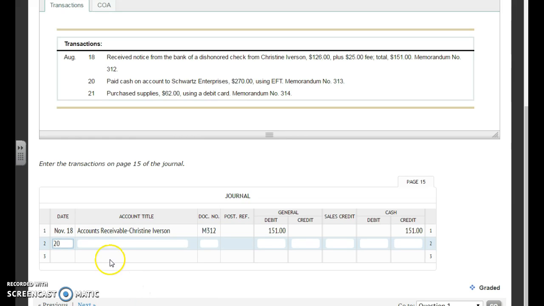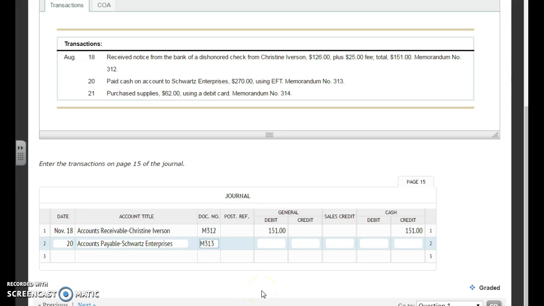Okay, the next one. On the 20th, we paid cash on account to Schwartz Enterprises, used $270 using EFT, memorandum number 313. Remember, an EFT is an electronic funds transfer. You're transferring money between one account to another without actually writing a check. So we paid cash on account here. Simple as that. So our accounts payable to Schwartz Enterprises, memorandum 313, fill that in while I'm right here.